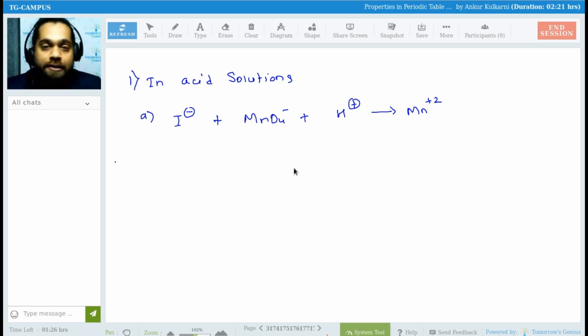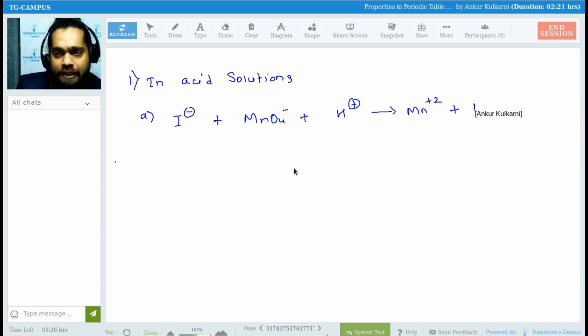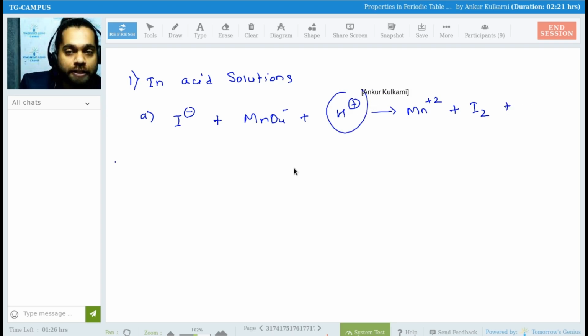What I mean is, it is confirmed it will always be +2. If it is an oxidizing agent, if it is oxidizing the other substance, it will be +2. Similarly, I minus will oxidize to what? I minus, if I oxidize it, it will become I2, and your H plus will give you water.